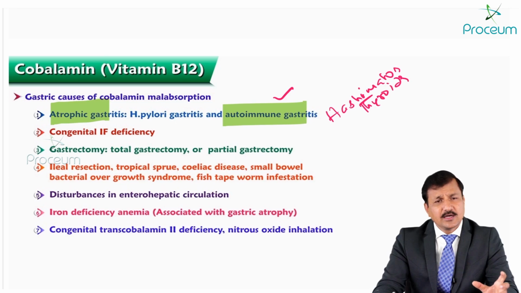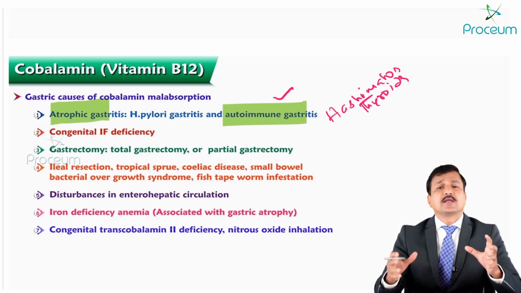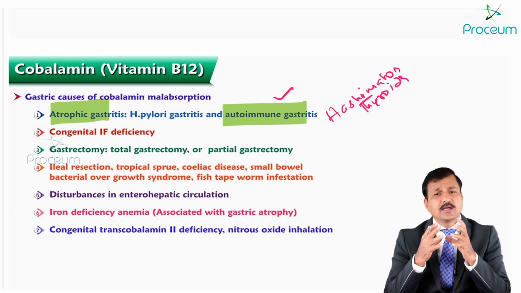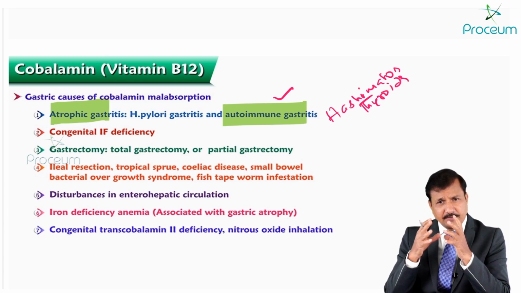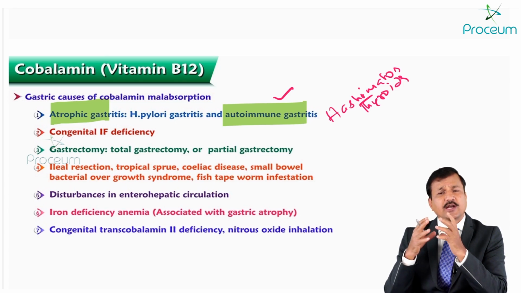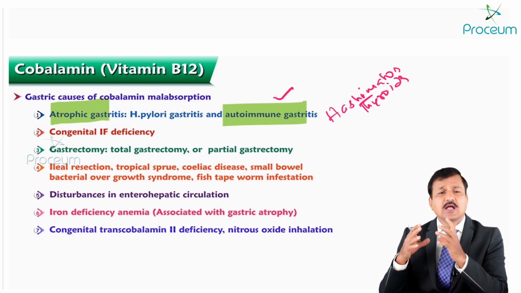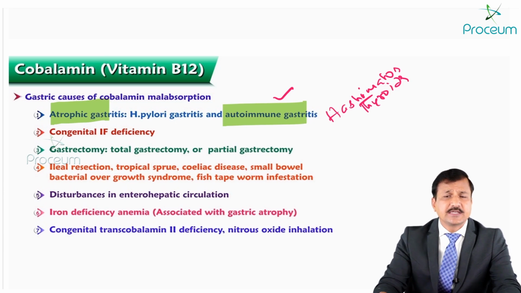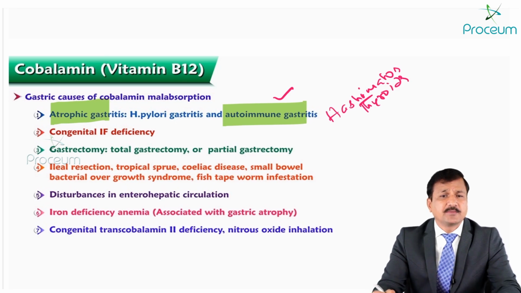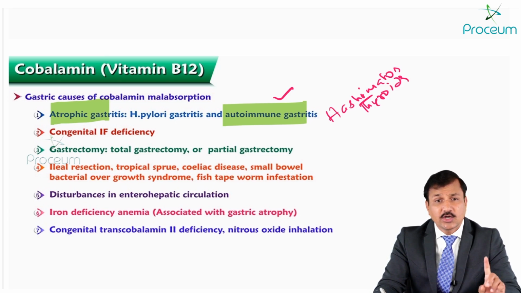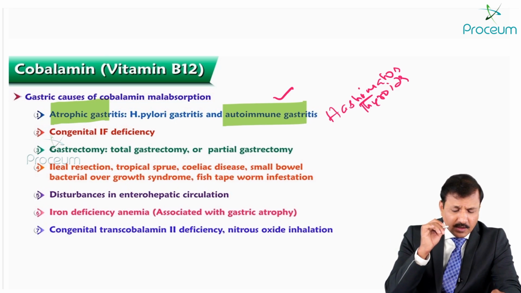These patients will have autoantibodies against intrinsic factor, thereby parietal cells are destroyed, which decreases the availability of intrinsic factor, and when intrinsic factor is decreased, the vitamin B12 absorption mechanism is affected. So, atrophic gastritis caused because of H.